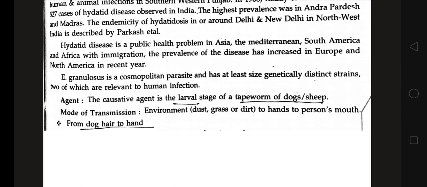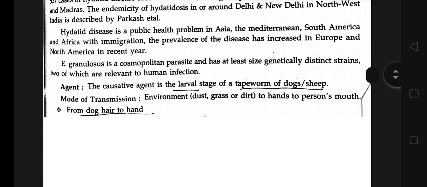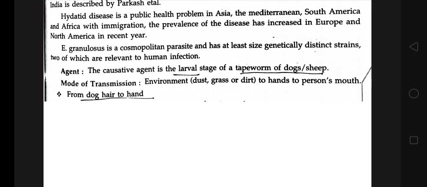So the causative agent is the larval stage of the tapeworm of dogs or sheep. The mode of transmission is through dust, grass, or dirt. That is environmental transmission to the hands of the person and then to the mouth. Again, from dog hair to hand, it may spread.